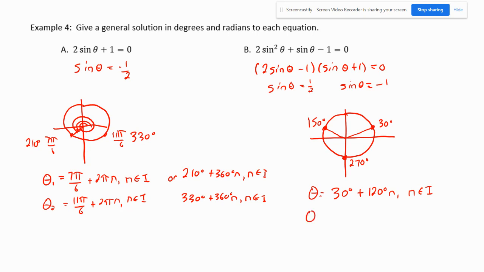Same thing if I was in radians. 30 is the same thing as pi over 6. And 120 is the same thing as 2 pi over 3. So in radians, my solution would look like this.